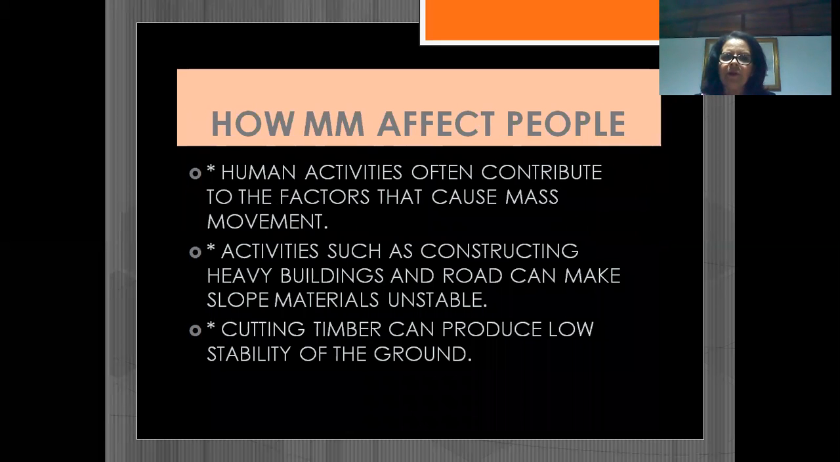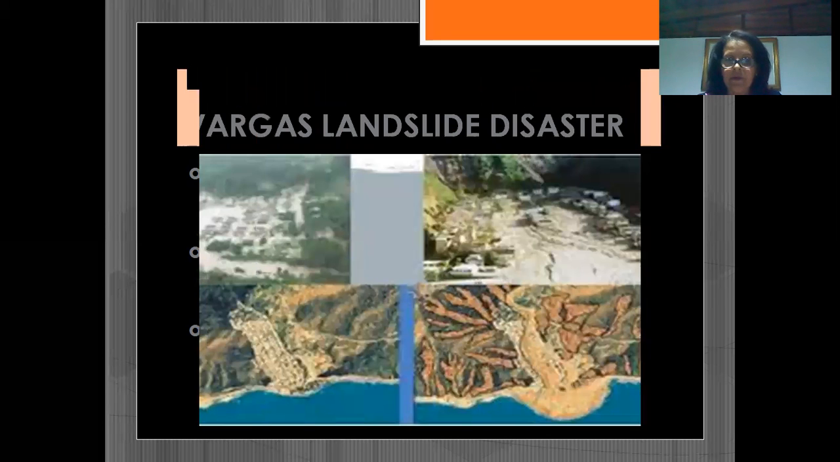Then we're going to talk about how mass movement affects people. Human activity, of course, contributes to the factors that cause mass movement, activities such as construction of heavy buildings and roads, and also cutting timber, that can produce low stability of the ground.